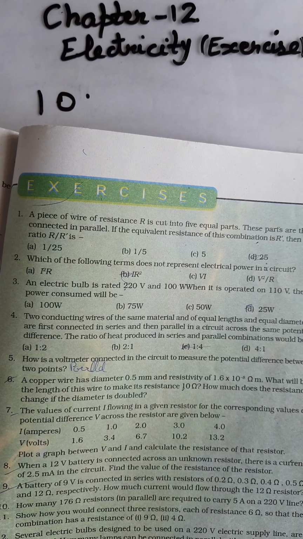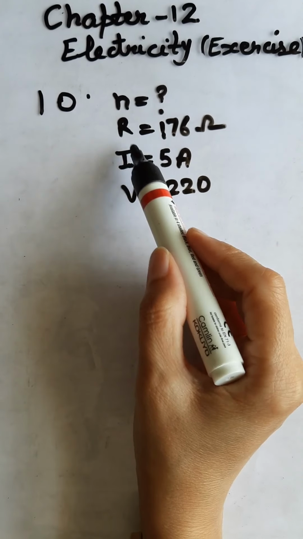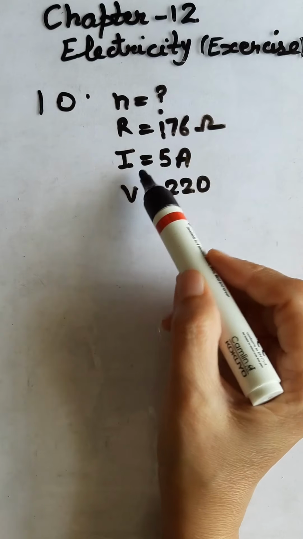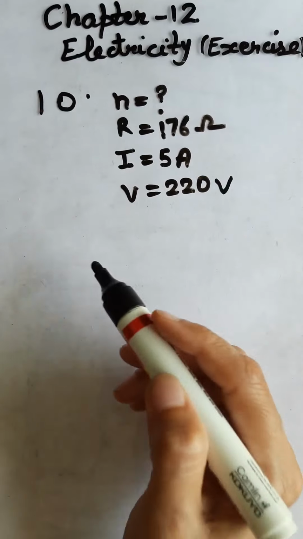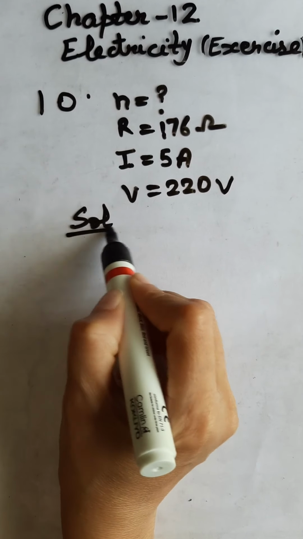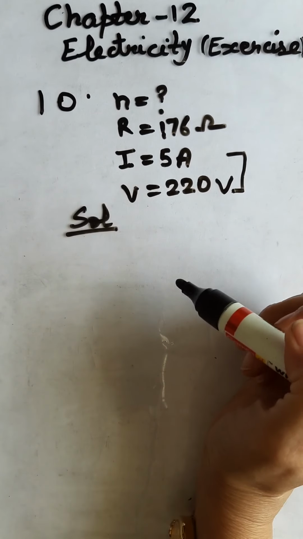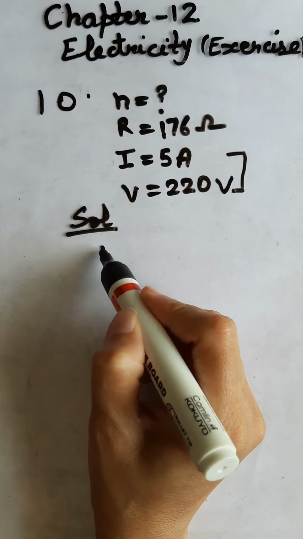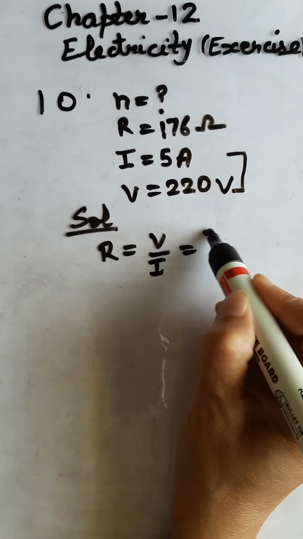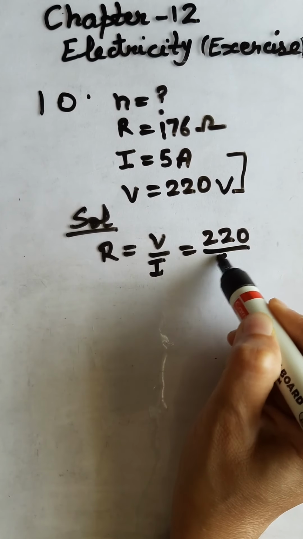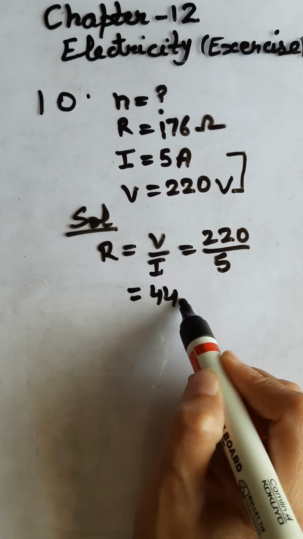So let us write the given values. We have given R1 is 176, current 5 ampere, and potential difference is 220 volt. Now for solving it, first of all we will find the total resistance of the circuit using these values, by applying Ohm's law. R is equal to V by I. V 220 is given and current flowing is 5. So we get 44 ohm.